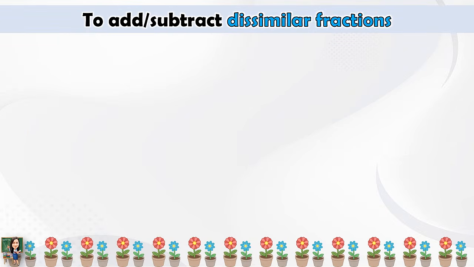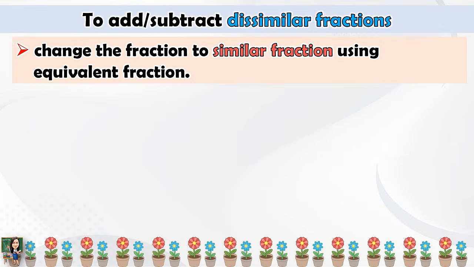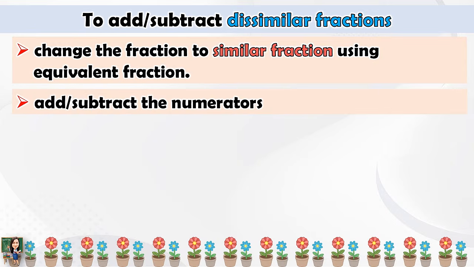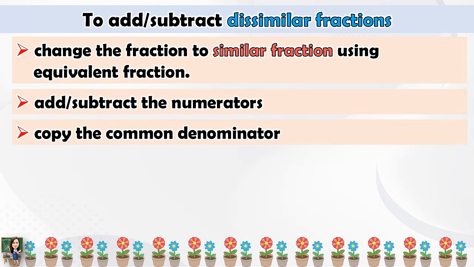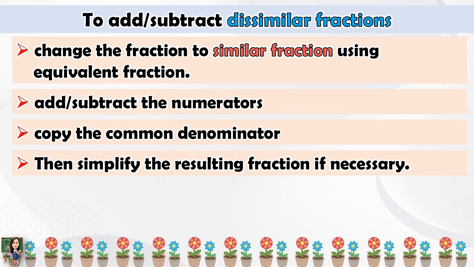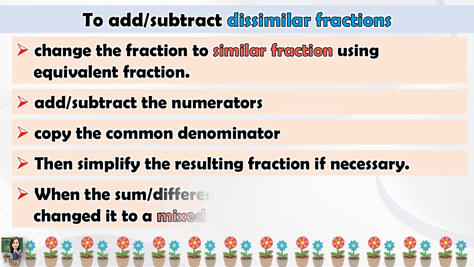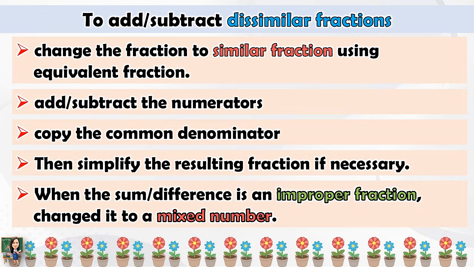To add or subtract dissimilar fractions, change the fractions to similar fractions using equivalent fractions. Add or subtract the numerators. Copy the common denominator. Then simplify the resulting fraction if necessary. When the sum or difference is an improper fraction, change it to a mixed number.